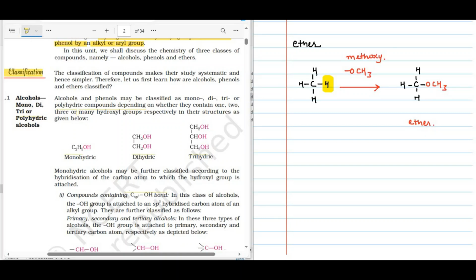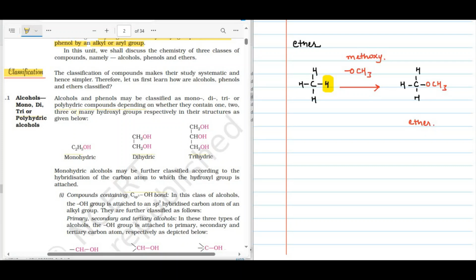Now come to the classification. The classification of compounds makes their study systematic and hence simpler. Therefore, let us first learn how alcohols, phenols and ethers are classified.